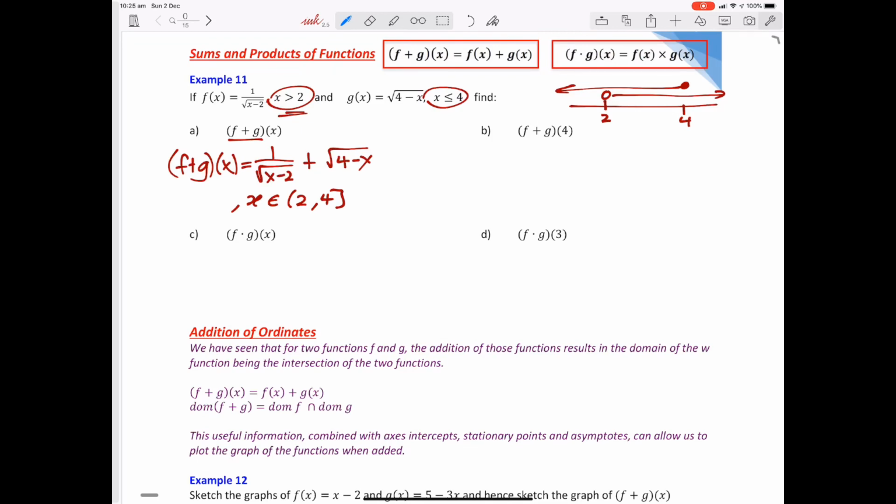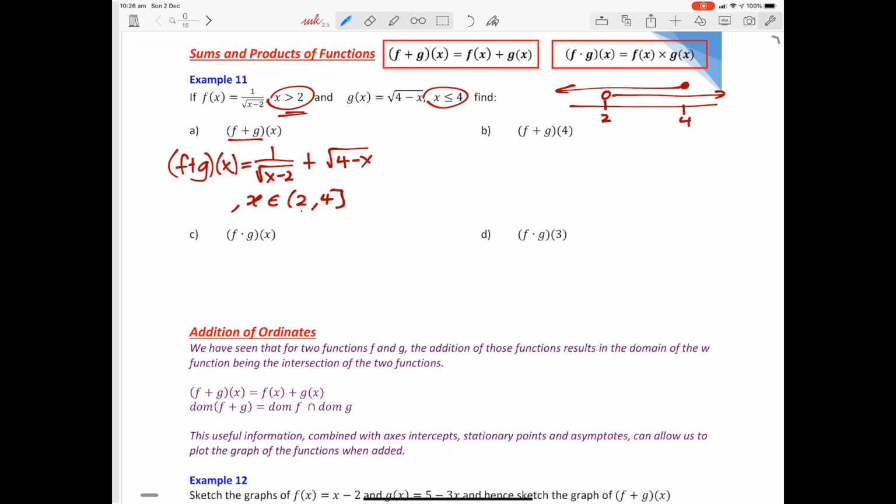That makes sense. If we use 2, the first function would be undefined, but anything above it is okay. And if we used anything above 4, the second function would be negative under the root. So for these functions both to work, the values of x have to be between 2 and 4.